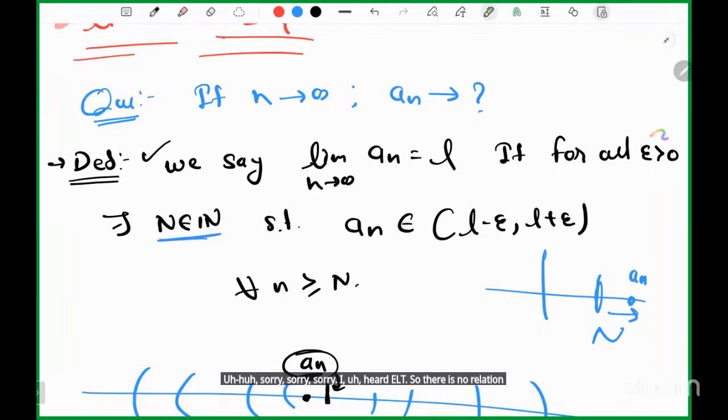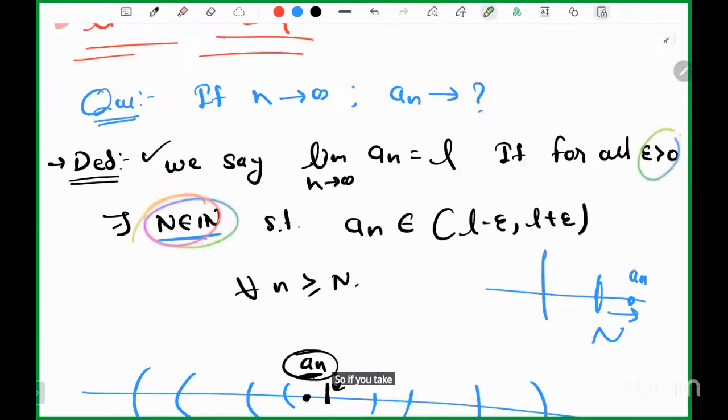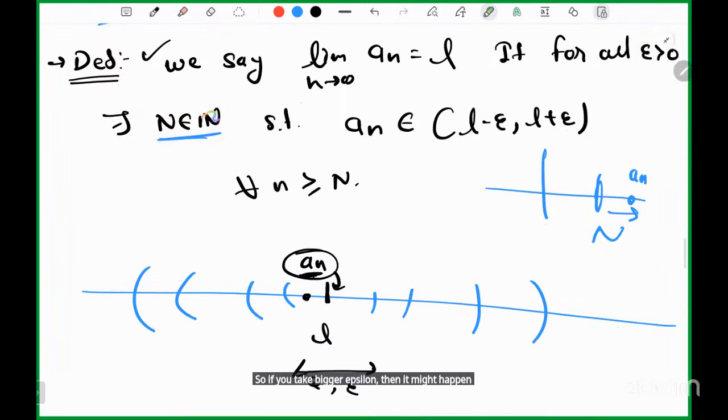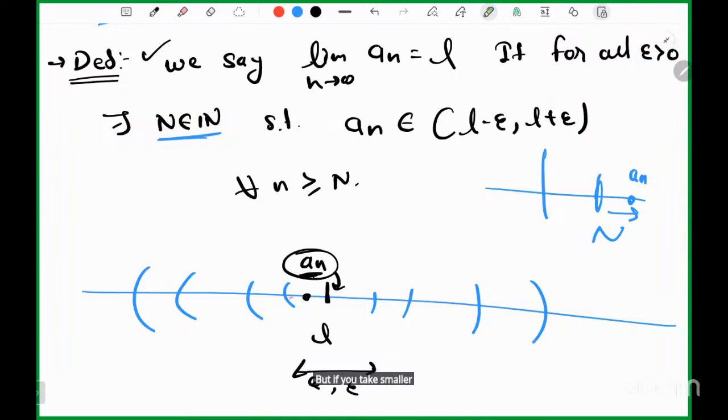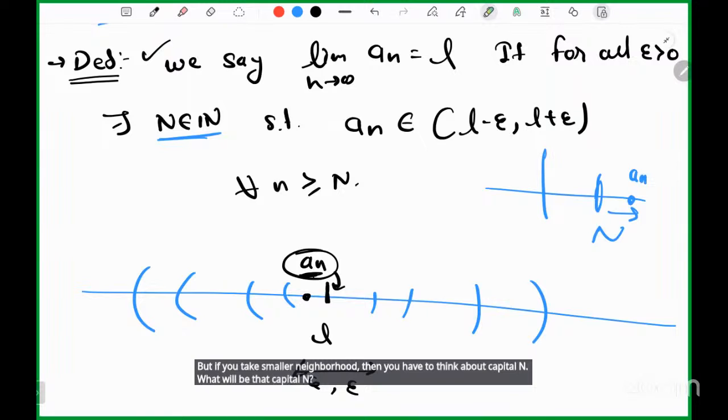This capital N actually depends on the choice of epsilon. If you take a bigger epsilon, then it might happen that capital N is a smaller natural number. But if you take a smaller neighborhood, then you have to think about what that capital N will be. Okay, ma'am. Thank you, ma'am.